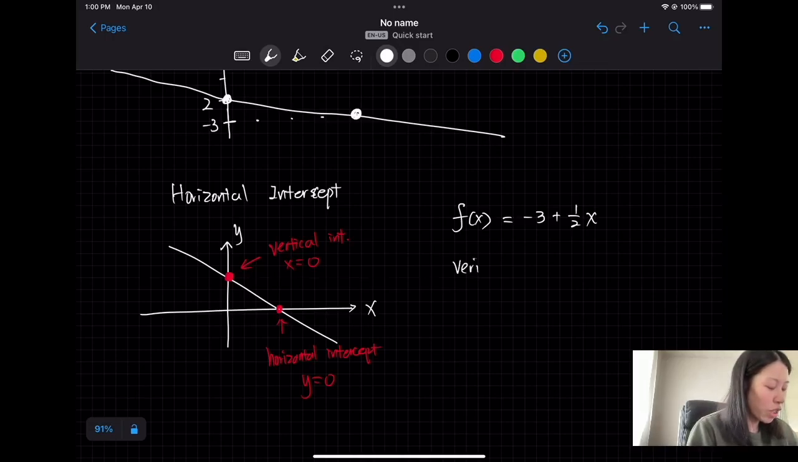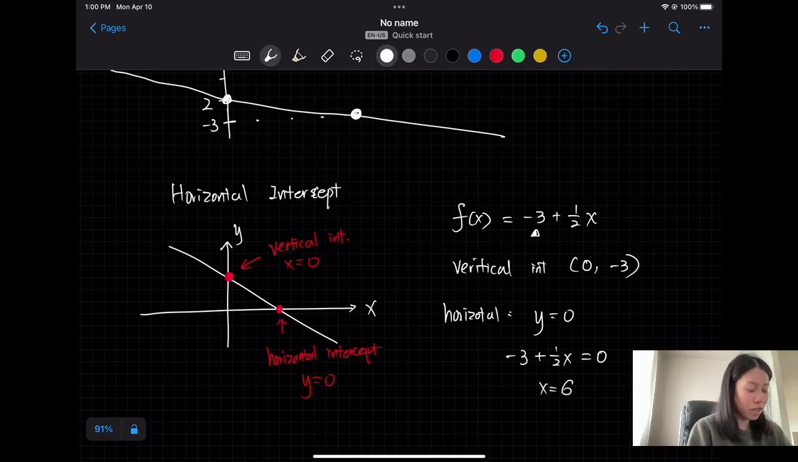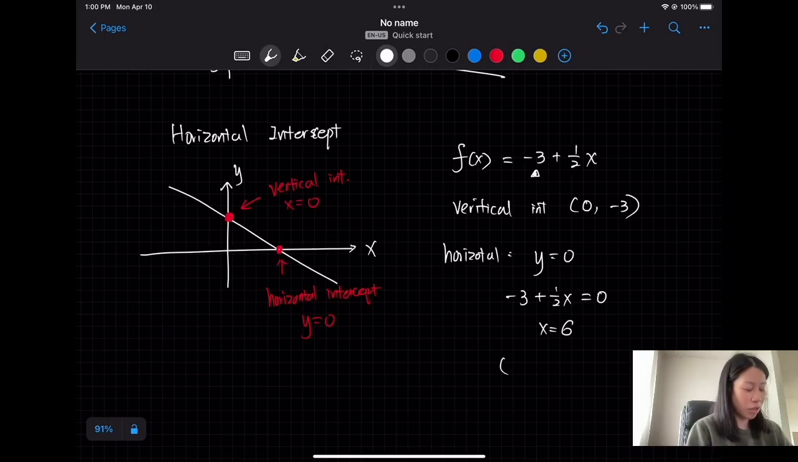For the vertical intercept, it's b, right? So here it's not hard to find. When x equals 0, b is negative 3. Now the horizontal intercept. The horizontal intercept is when y equals 0. So you set the whole function equal to 0 and solve, and you will have x equals 6. So our horizontal intercept is going to be (6, 0). That means the graph intersects the axis at 6.